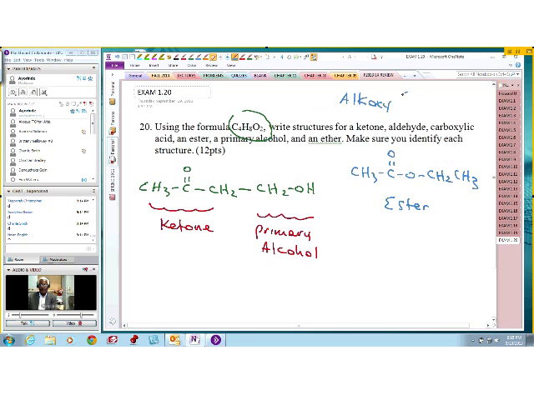In this case, this is an ethoxy group attached to a carbonyl, and that carbonyl could also be attached to a carbon or hydrogen. In other words, this could also be an ester.